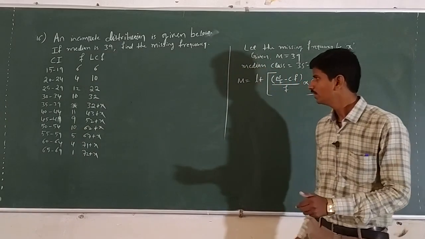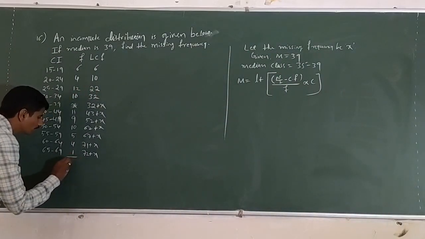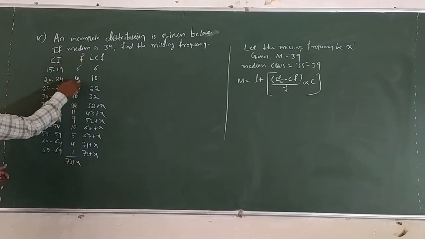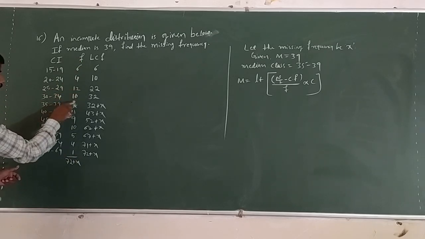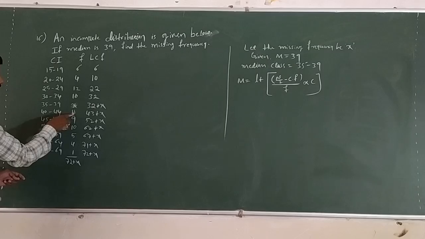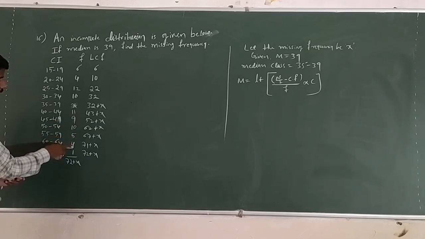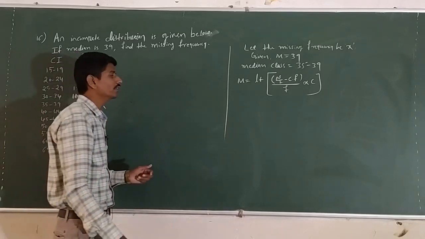Next, the sum of frequencies is also 72 plus x. See, 6 plus 4 is 10, 10 plus 12 is 22, 22 plus 10 is 32, 32 plus x, 32 plus 11 is 43, 43 plus 9 is 52, 52 plus 10 is 62, 62 plus 5 is 67, 67 plus 4 plus 1 is 72. Here n, the sum of frequencies, is 72 plus x. Then substitute the values.